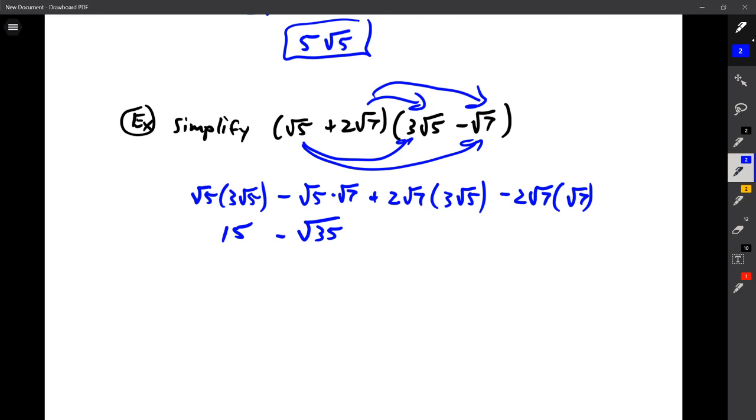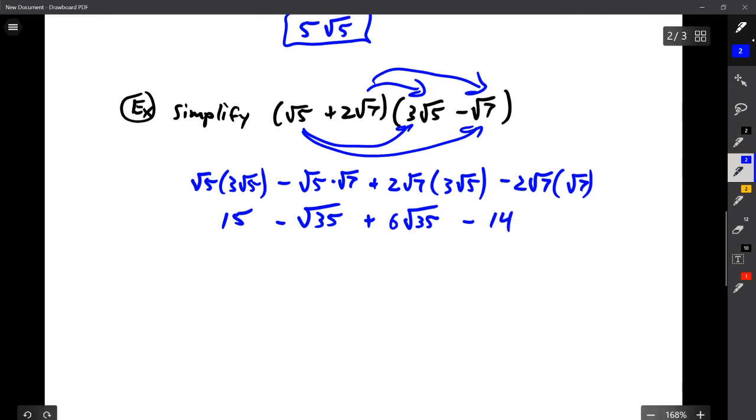So now what do we get here? Plus 2 times 3, which is 6, so I'm at 6 root 35. And we have minus 2 times root 7 times root 7. Root 7 times root 7 is 7, so 2 times 7 is 14.